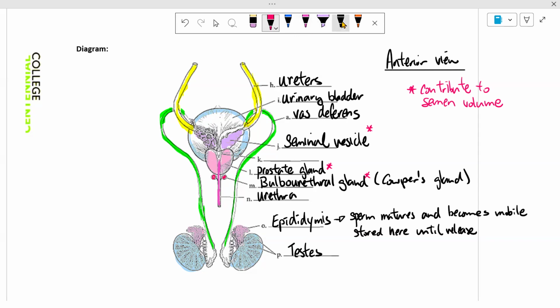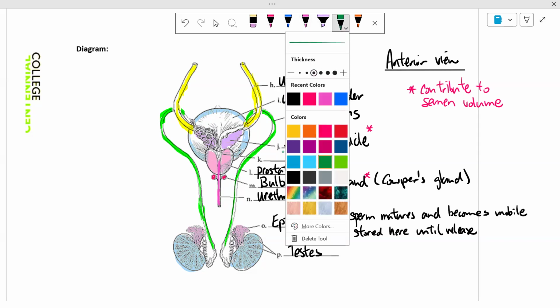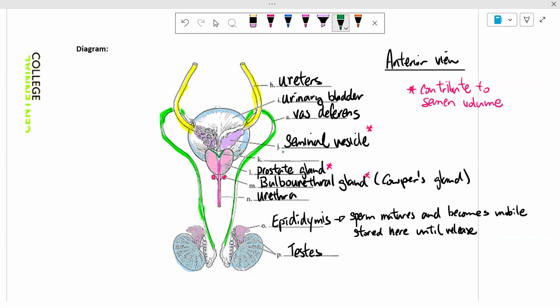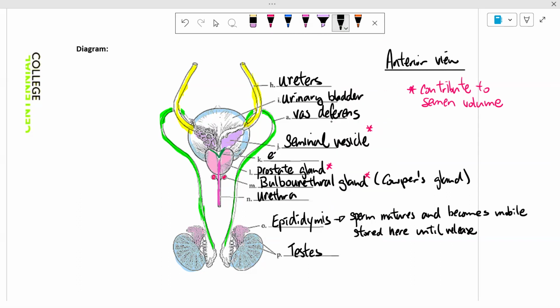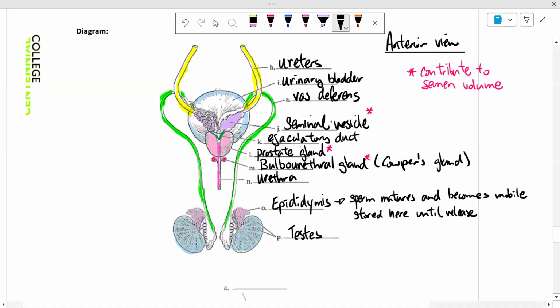Okay, and then there is just another duct right here. That is the ejaculatory duct. That's smooth muscle, and its contraction will lead to the ejaculation. So there you go.